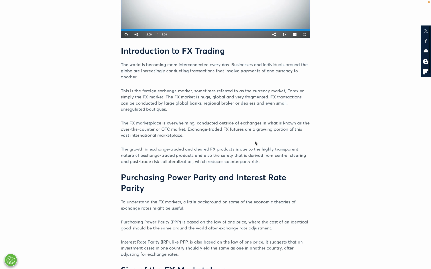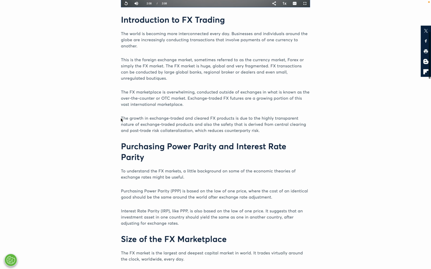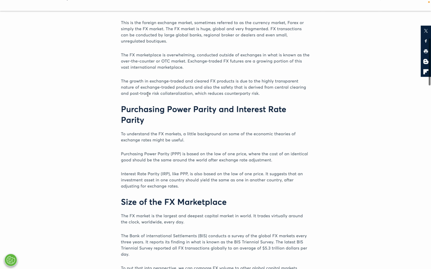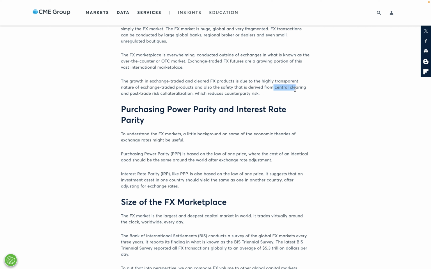So these are just typed out from the video, or maybe the video was made after this is typed out. So PPP, I don't know what that is. Purchasing power parity and interest rate parity. Like this, immediately it's jumping into these things. Okay, so then central clearing and capitalization, which reduce counterparty risk. Okay, I understand sort of what that is.